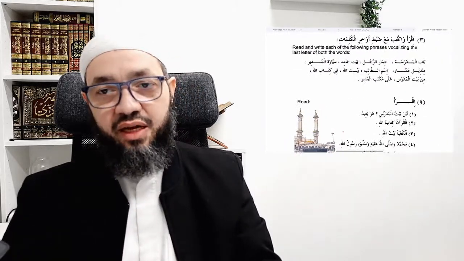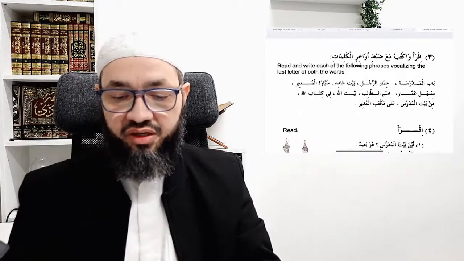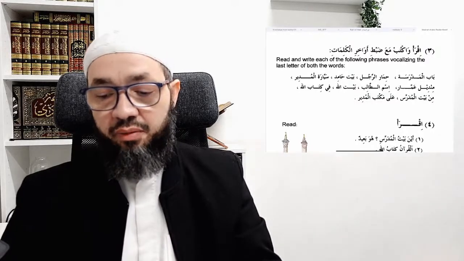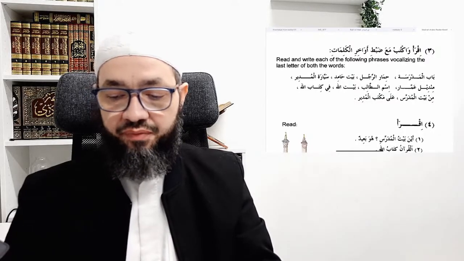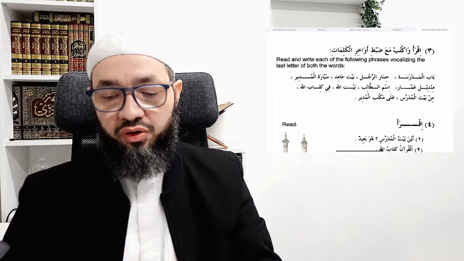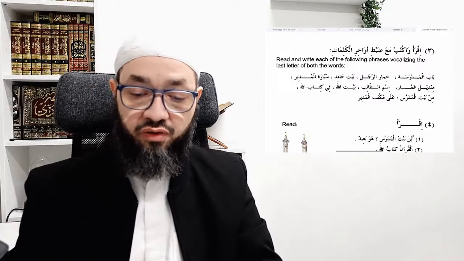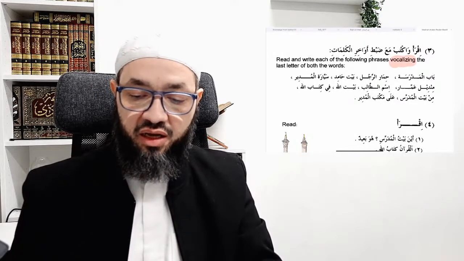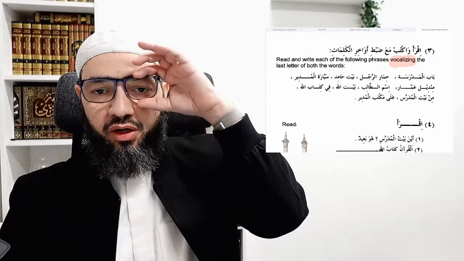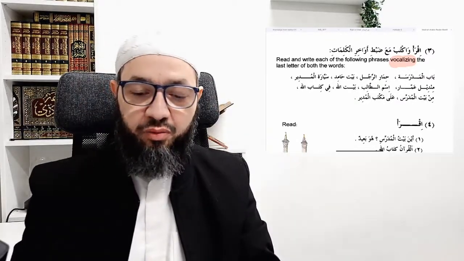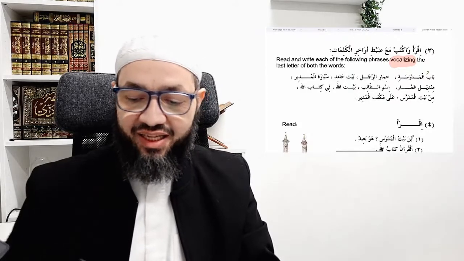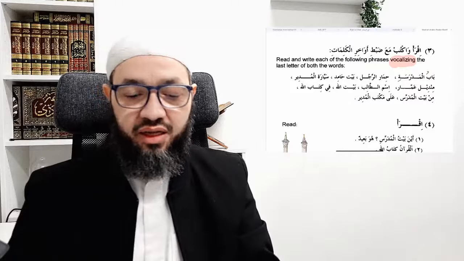This next exercise, exercise number 3, is similar to what you did, but it has the words without the vowel endings. Bab al-madrasa. Generally speaking, when you're speaking, you're not going to vocalize the last word, but because we're doing Arabic grammar, it's important that we do it for this lesson until you become familiar with it. Babu al-madrasati. It's asking you to put the vowels on the last letter.